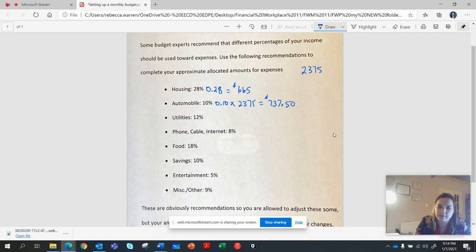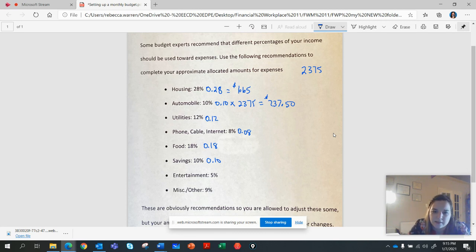Utilities is 12%, so that's 0.12 times 2,375. 8% is 0.08 times my net monthly pay. 18% is 0.18 times my net monthly pay. And then 10% again, so 0.10 again. You would have already calculated it here, so the same amount. So 0.10 of your monthly net pay.